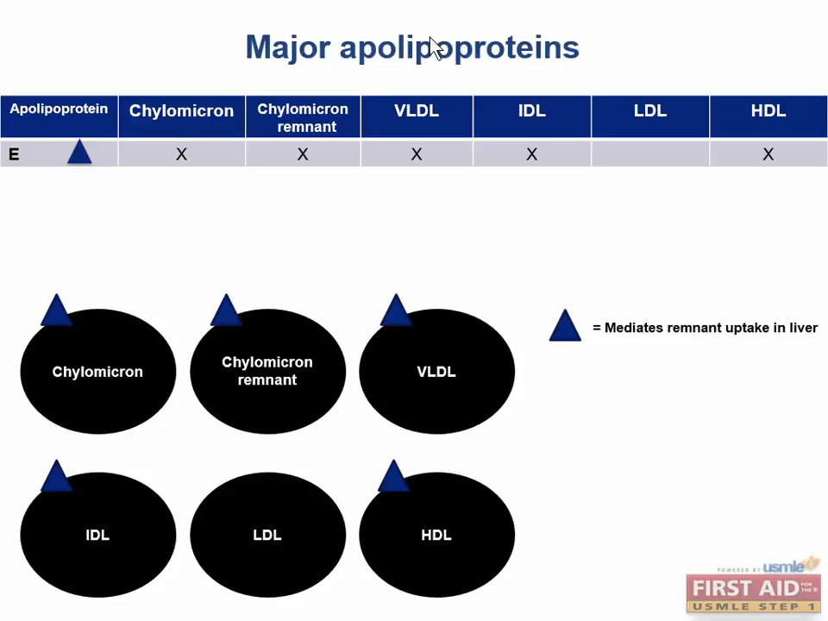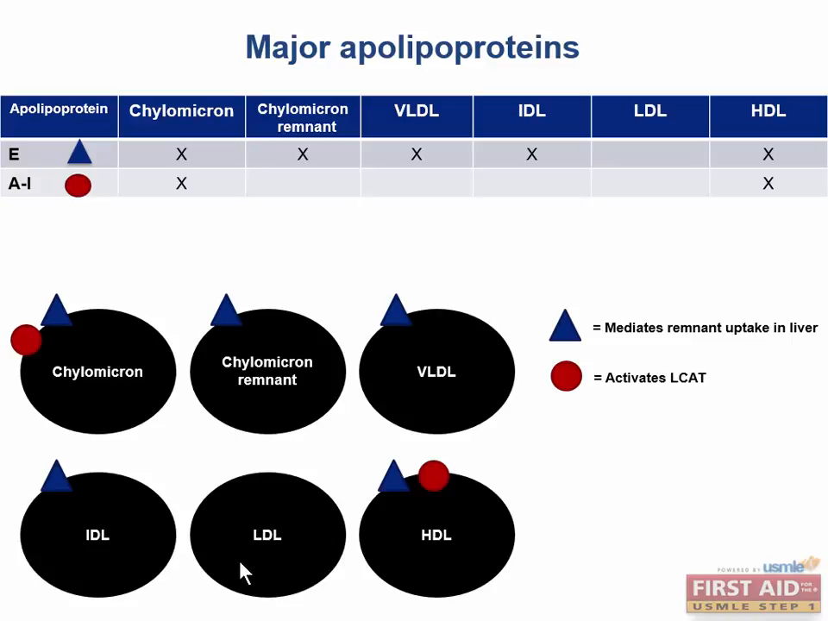Apolipoprotein E is going to mediate remnant reuptake from the liver. This is going to be found in VLDL, IDL, HDL, chylomicrons, and their remnants. When these lipoproteins are depleted, they can return home to the liver by apolipoprotein E. Just remember that ApoE is found in every lipoprotein except for LDL, so you can see it's not in LDL down here.